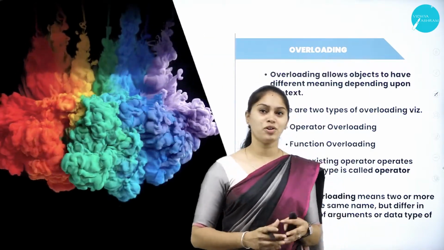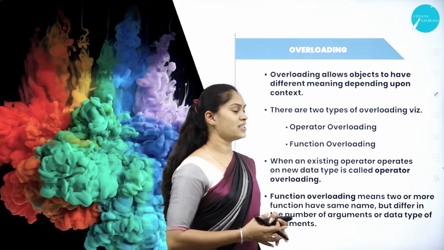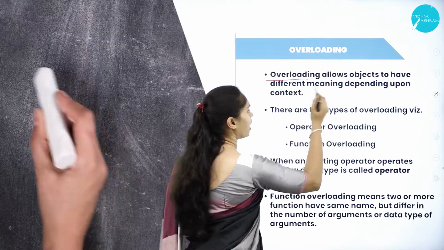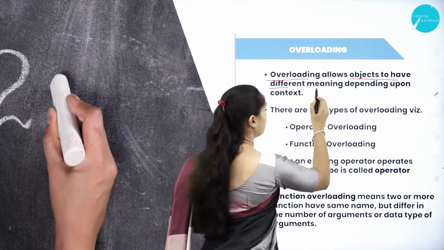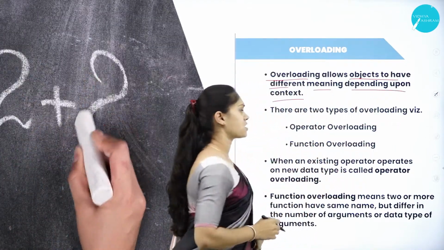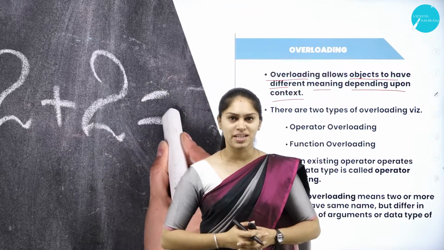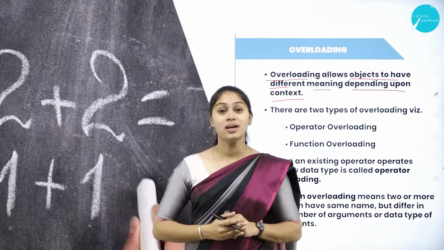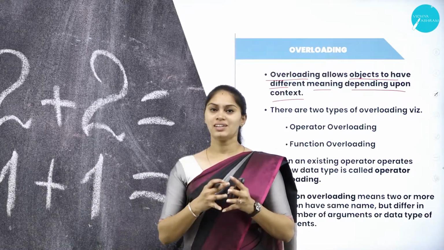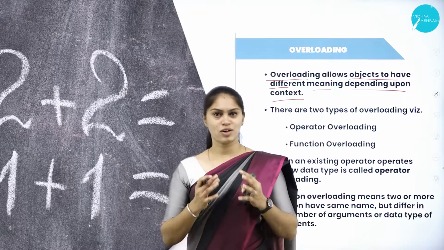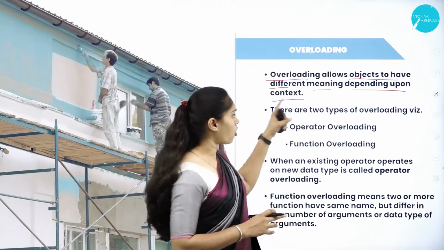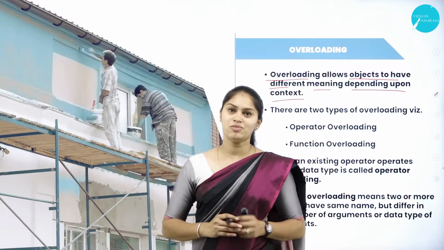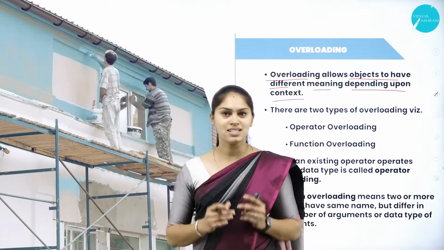Here we'll see what you mean by overloading and what types of overloading we have. Overloading allows the object to have different meaning depending on the context. We know what you mean by object, right? It comprises data members and member functions. Together we call that single unit an object. When an object has a different meaning for different scenarios, we call that mechanism overloading.